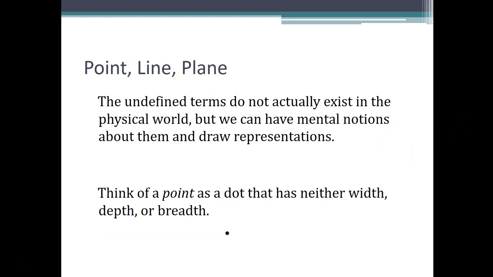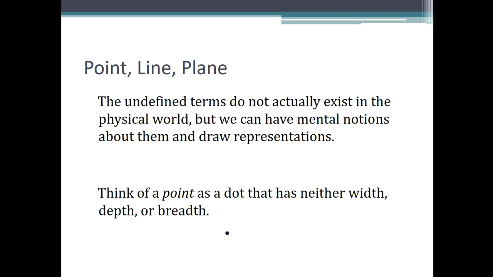Alright, so these undefined terms, I just mentioned them, but what are they? They don't actually exist. You can't actually have them because just by their very nature it's not possible in our physical world. But we can still think about them and use them as a springboard for developing other concepts and things that do exist. Alright, so a point.